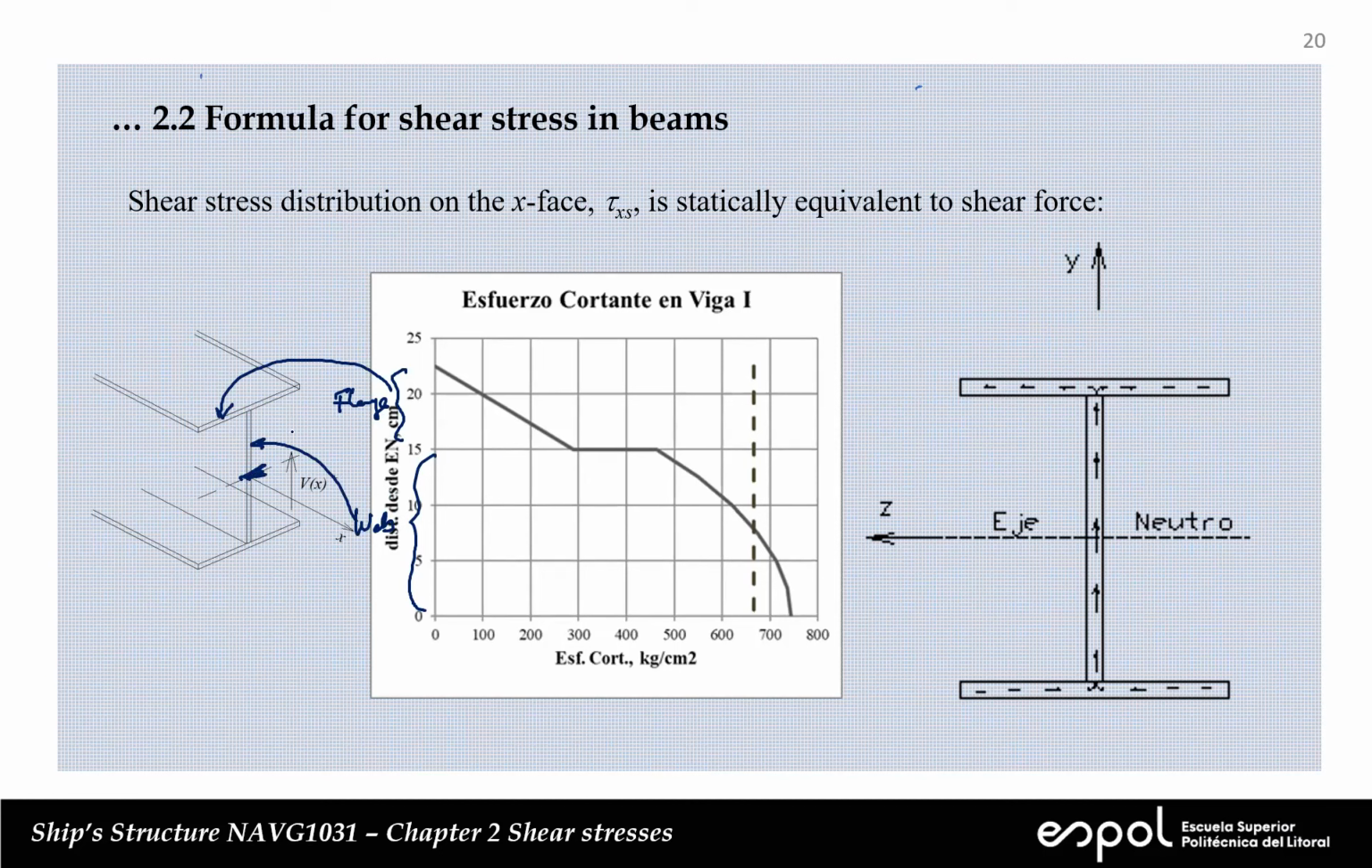You see that you start here at 0. I'm sorry, I'm plotting in this direction tau, xs, and in the vertical direction is the distance from the neutral axis. So you start here, and you go in this direction. You increase. You go from 0 up to here. So this is the shear stress at this cut.